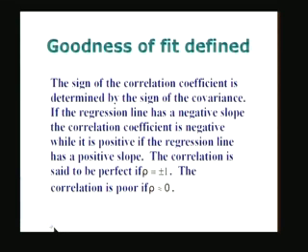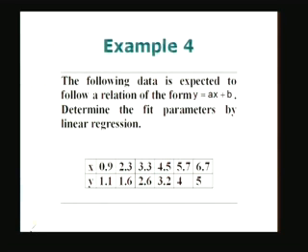So, I have explained it here. The sign of the correlation coefficient is of course determined by the sign of the covariance, and the correlation is said to be perfect if rho equal to plus or minus 1. I think I have to go back to the previous one.